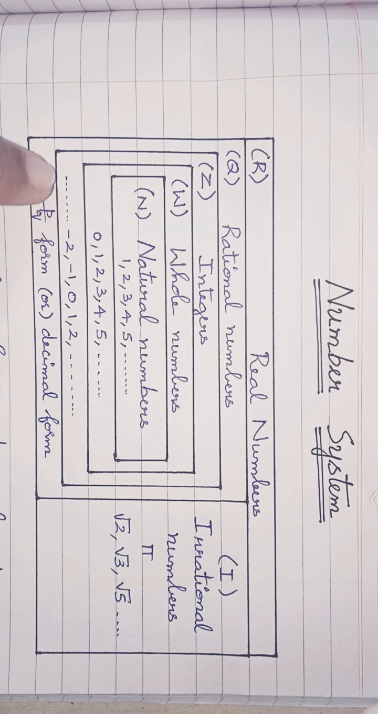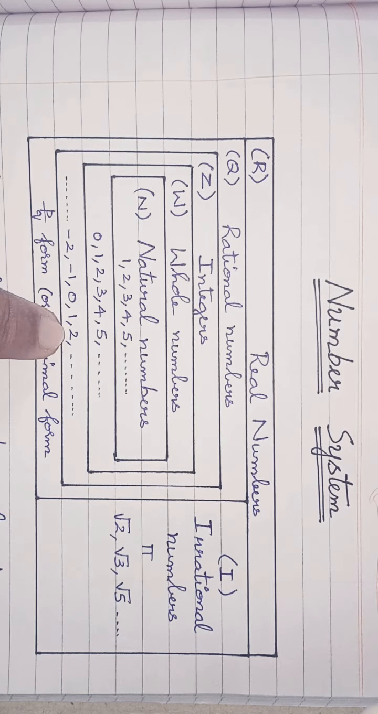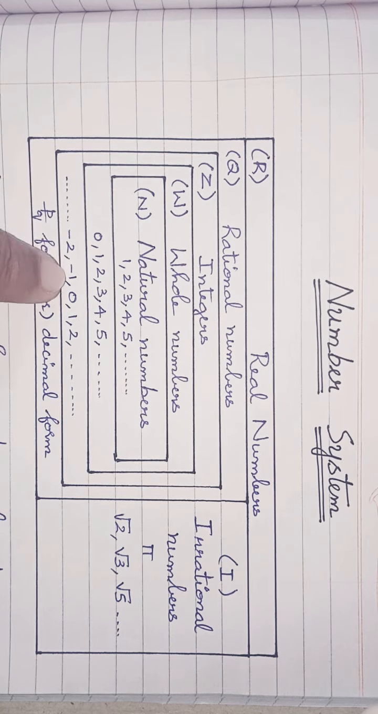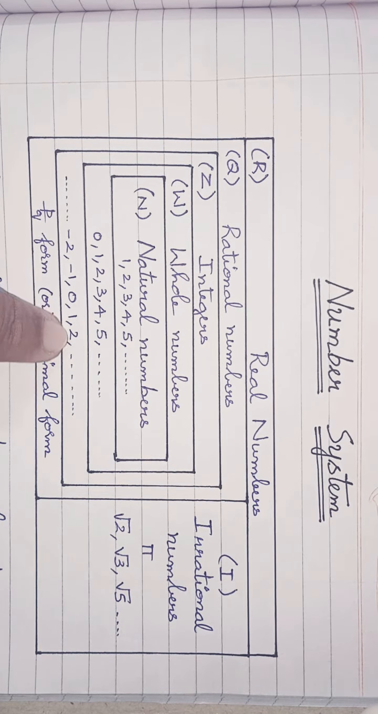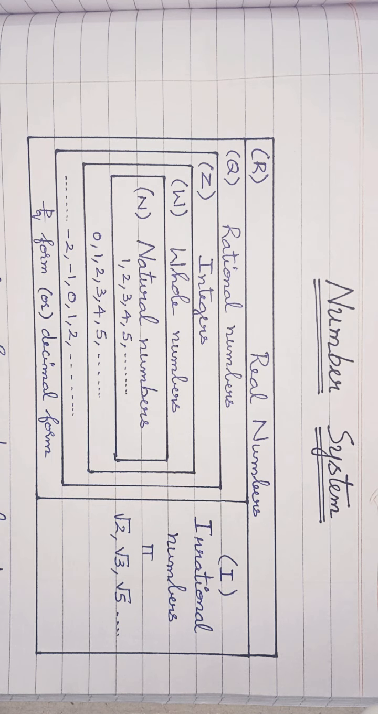In integers, we add both positive and negative numbers along with 0. So we add all the negative numbers like -1, -2 up to infinity, and we also add positive numbers 1, 2, 3, 4 up to infinity.